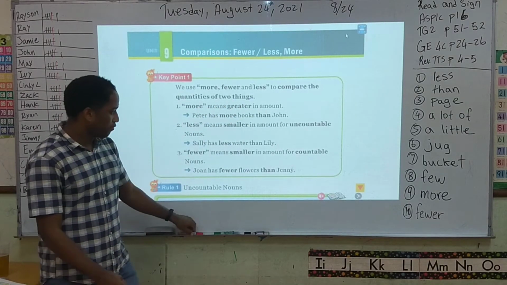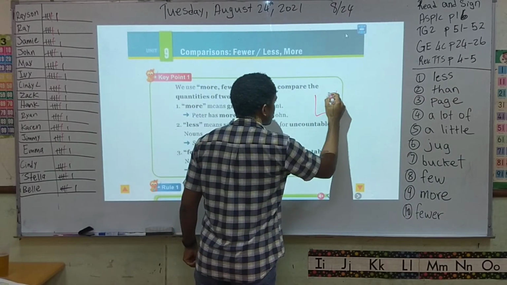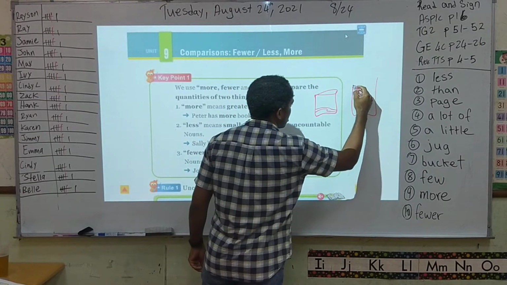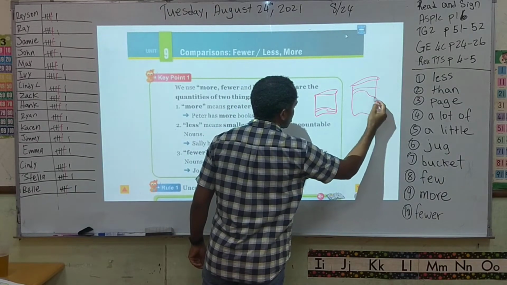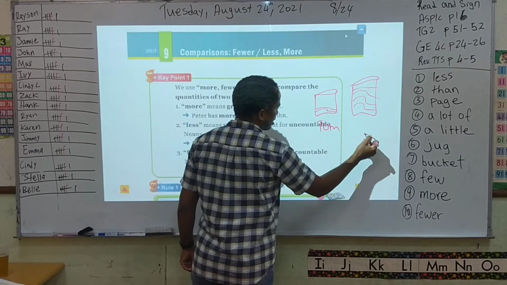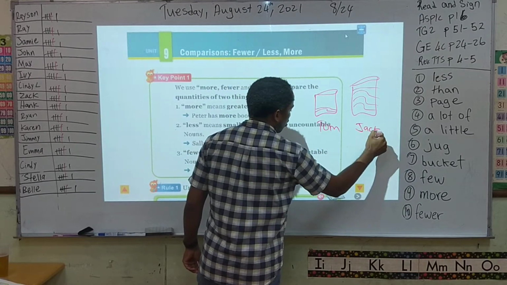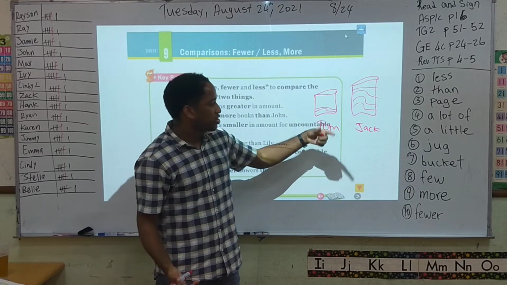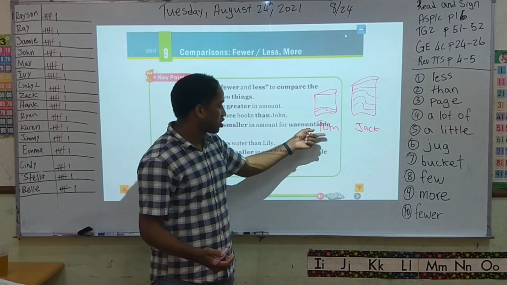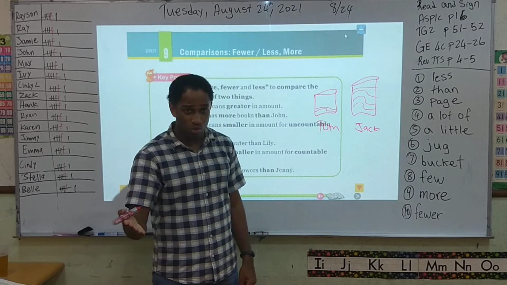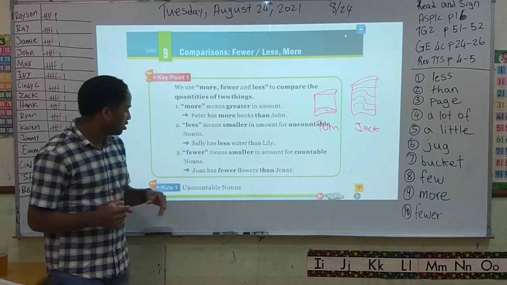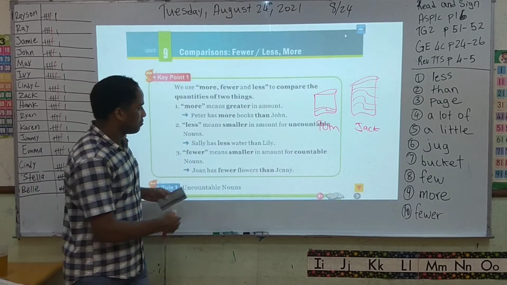So for example, if I draw two pictures, this is one glass and the water is here, and this is another glass and the water is here. Let's say this is Tom's glass of water and this is Jack's glass of water. You can see Jack's glass has more water, and you can see Tom's glass has less water. So it is used for quantity.